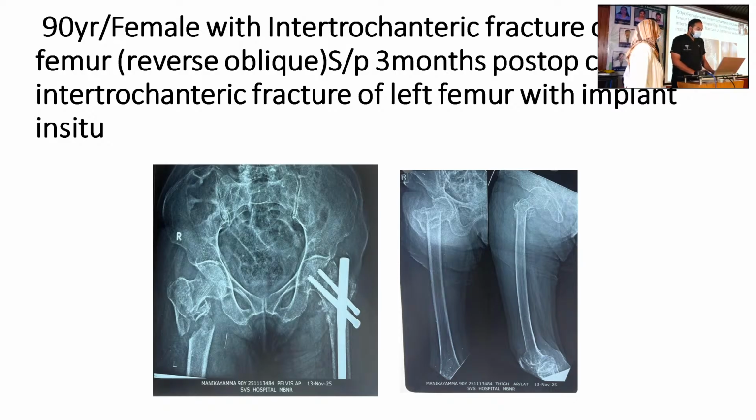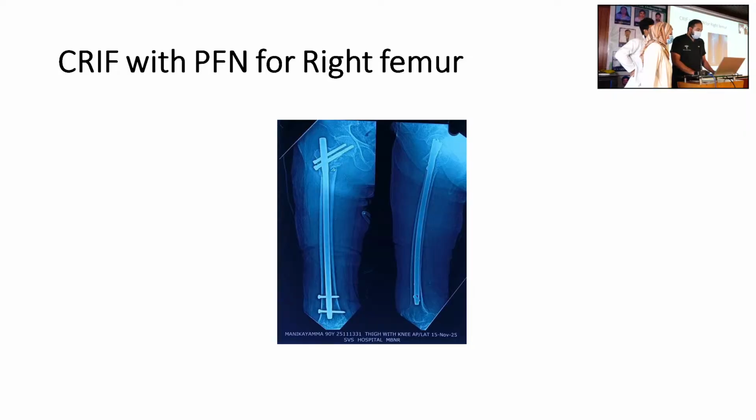These are the cases done in Unit 3. 90-year female with intertrochanteric fracture of right femur, which is reverse oblique type, and 3 months post-op case of intertrochanteric fracture of left femur with implant in situ. We have done closed reduction with long PFN for right femur.